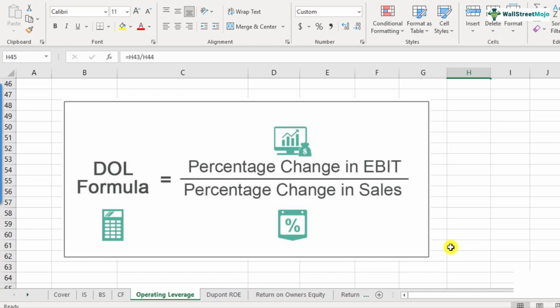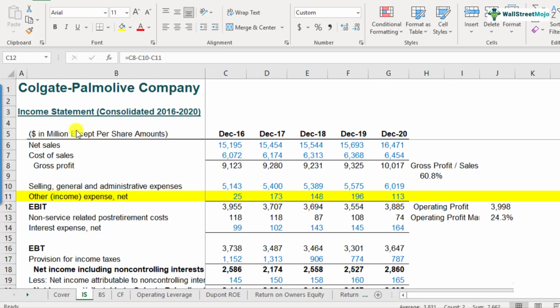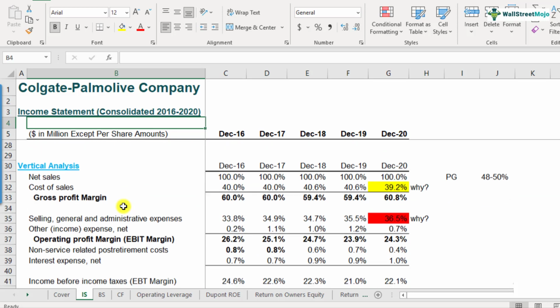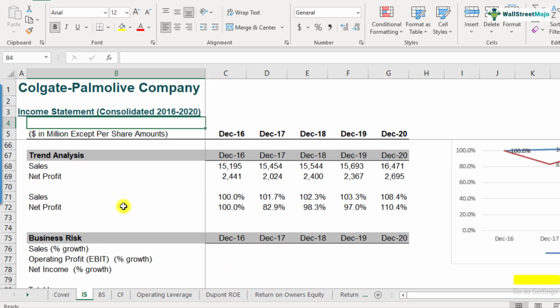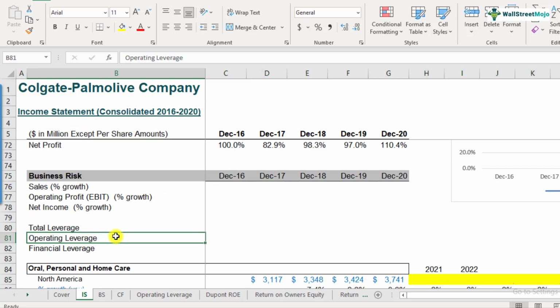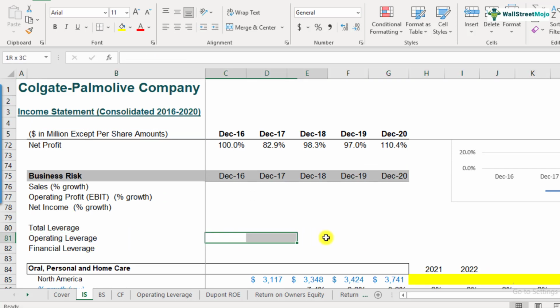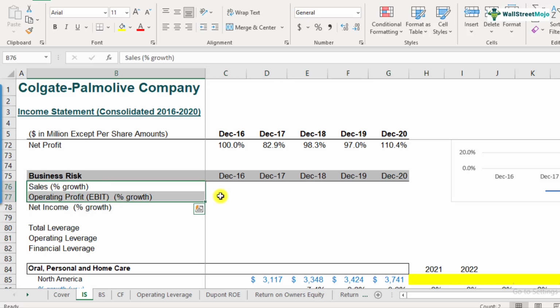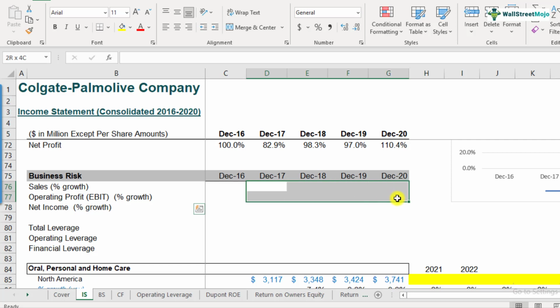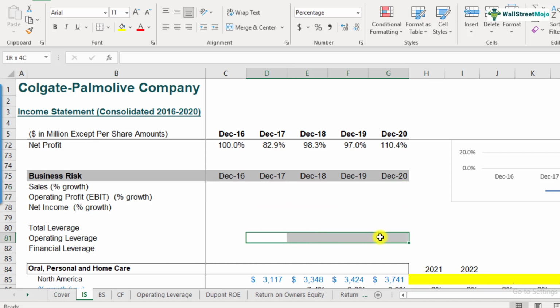Now let's calculate the degree of operating leverage for Colgate. Here is the income statement of Colgate, and we'll now find out the degree of operating leverage. Let me scroll down to row number 81. This is the operating leverage, and this is where we will calculate the ratio. For that, we require the percentage change in sales and percentage change in operating profit, or EBIT. I've given the space here. Basically, here we will calculate these two things, and finally we will calculate the operating leverage.